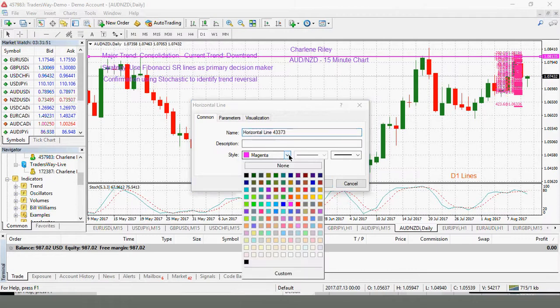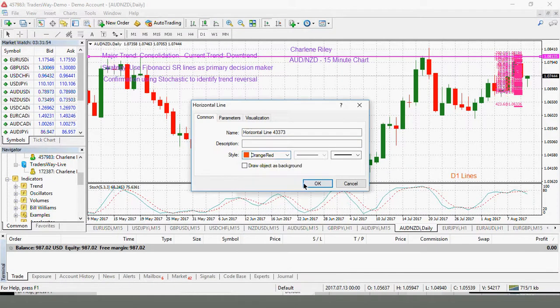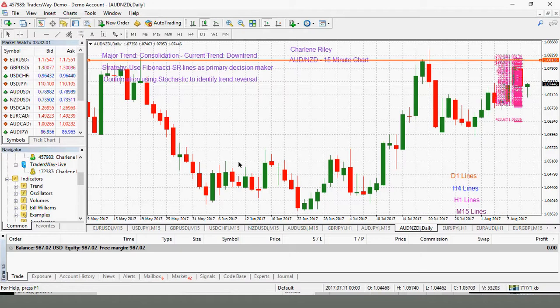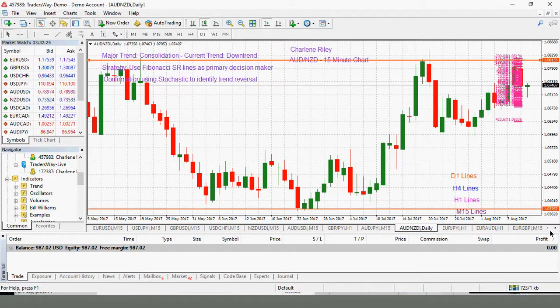And I like to keep my lines color coordinated. For instance, my lines that I plot from the daily chart are this orange color. So that's the high. And this is the low.